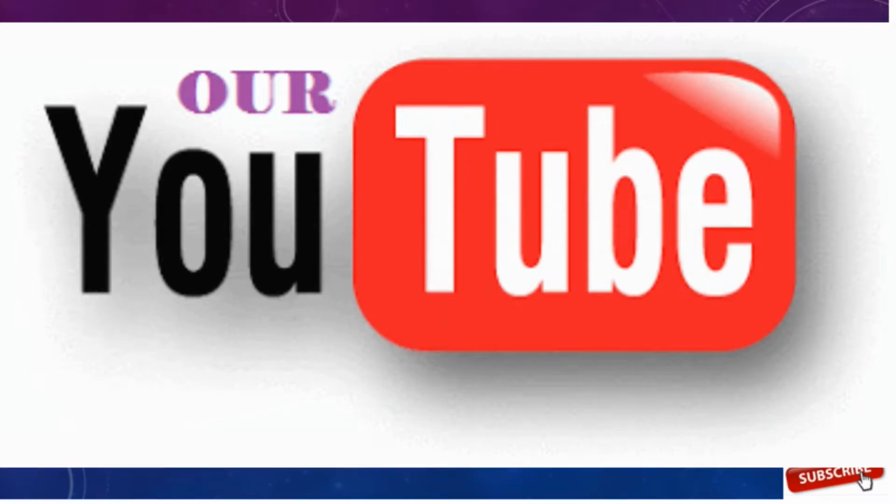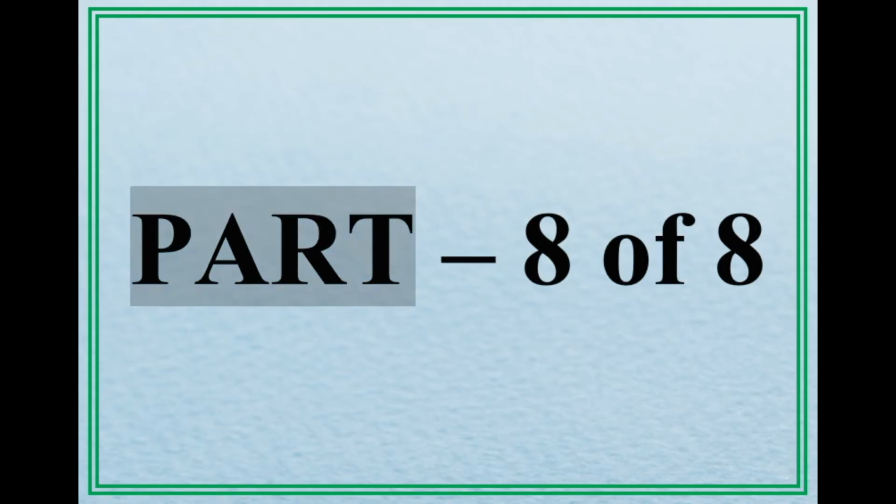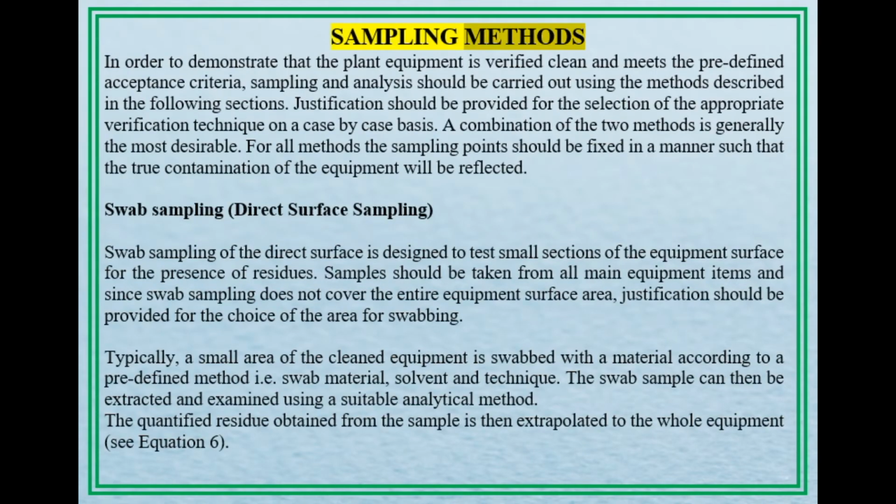So next we will discuss the video. Part 8 of 8. Sampling methods. In order to demonstrate that the plant equipment is verified clean and meets the predefined acceptance criteria, sampling and analysis should be carried out using the methods described in the following sections.